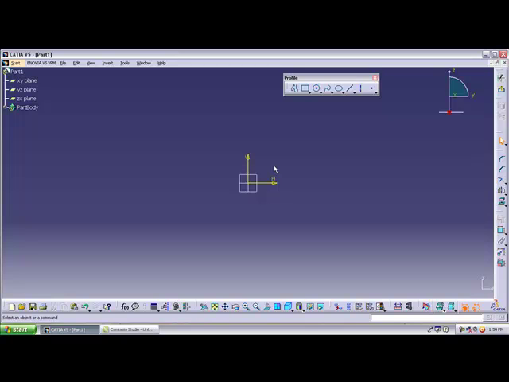What is the meaning of constraining? Constraining is nothing but locking. What are we locking? Suppose I draw a straight line. What is meant by a straight line? A straight line should be a straight line. It should compulsorily be a straight line only.